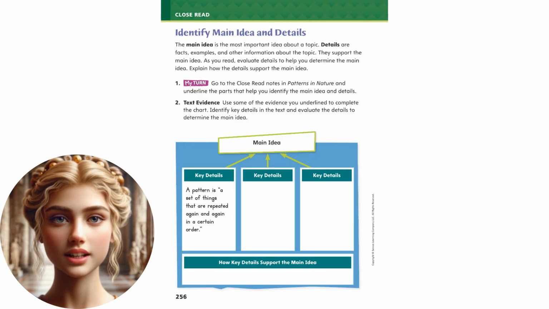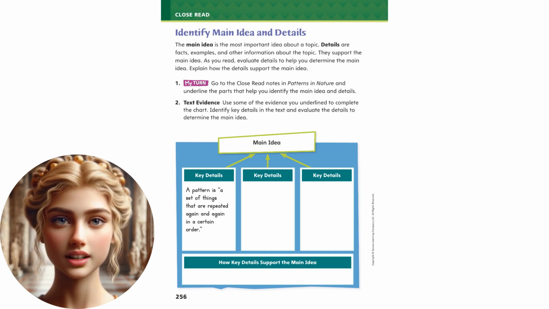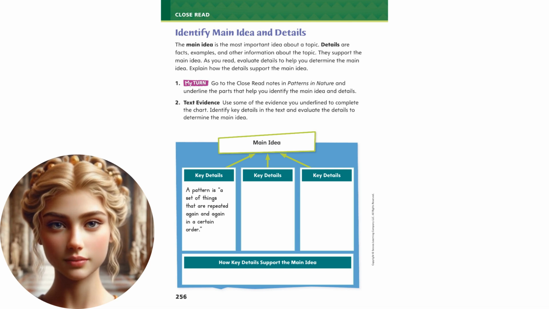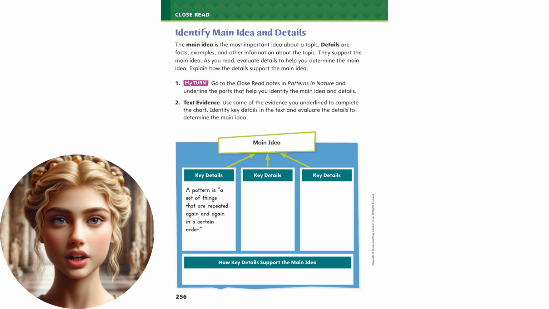Let's talk about the main idea. The main idea is the most important thing the text is telling us. The details are the facts that help explain the main idea. Go back to the text and find a part that helps you figure out the main idea.